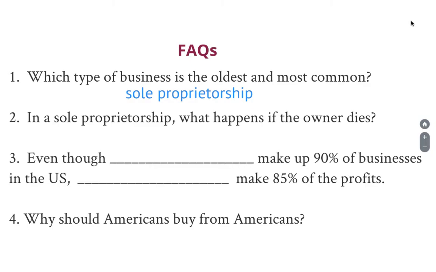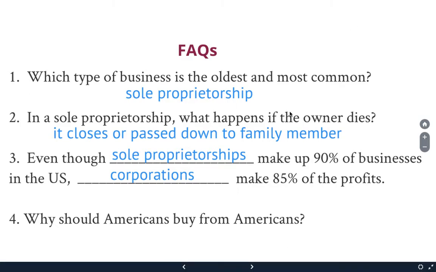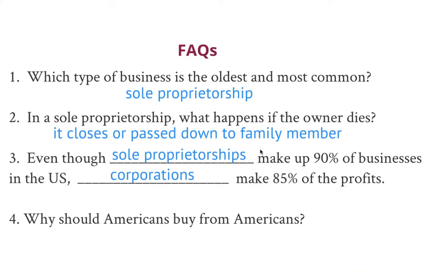What's the oldest and most common type of business? Sole proprietorship. In a sole proprietorship, what happens if the owner dies? It closes or is passed down to a family member. Even though sole proprietorships make up 90% of businesses in the United States, corporations make most of the profits. And a lot of people think that corporations make up 90% of businesses. But what you've got to understand is all those McDonald's only count as one business. All those Walmarts only count as one business. So there's a lot more small businesses than there are corporations in numbers of actual businesses. So why should Americans buy from American businesses? To keep the money in America.